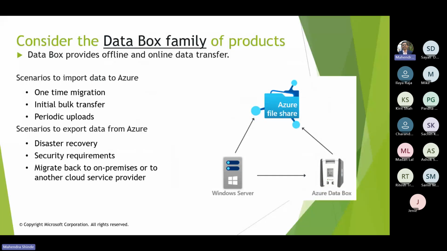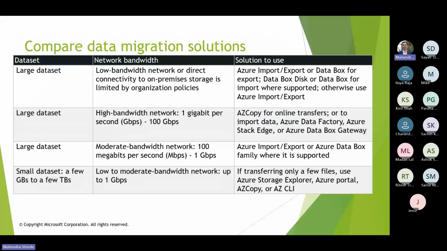Okay, so you can use Data Box for that. If it is a large data set with moderate bandwidth, meaning bandwidth in the range of 100 Mbps to 1 Gbps, in that case you can use the Azure Data Box family or Azure Import/Export. In case of a high bandwidth network, you can even copy data using AzCopy. AzCopy is basically a basic command line tool that can easily copy medium to large volumes of data over a public network.